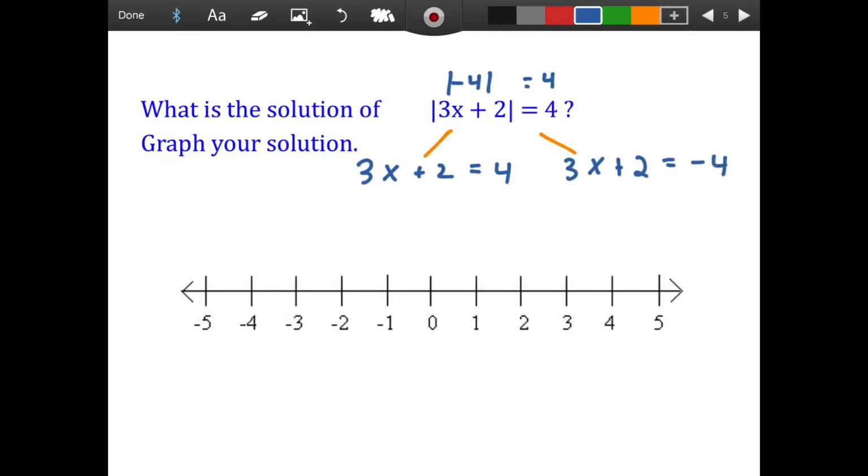So now we're just going to solve. So subtract 2 from both sides. So we're left with 3x is equal to 2. Divide both sides by 3, and we have our first x value as 2 over 3.